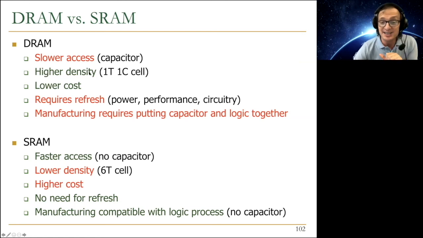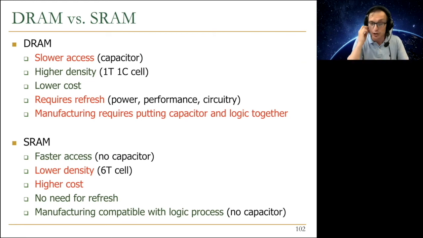DRAM is higher density, clearly one transistor, one capacitor. SRAM is lower density. DRAM is lower cost because of the higher density. You can pack many, many cells in a given millimeter. As a result, the cost is lower, as we will see in the next lecture. So these are positives, clearly, while slower access is not a positive. But the downsides of DRAM, other than slower access, it requires refresh, which affects power, performance, circuitry, entire system.